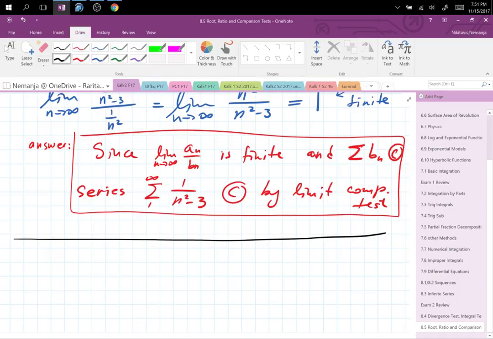The class ends at 8:50 or 9:50? 8:50, okay. Now it's 7:50, so we have one more example, and then we're taking the break. After the break, a short section on alternating series, and we're done with the chapter.